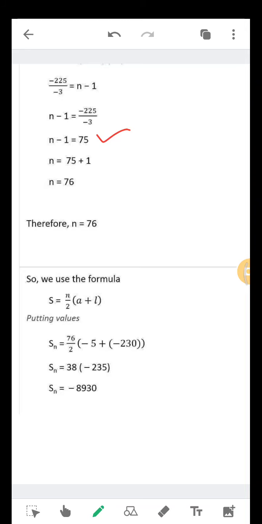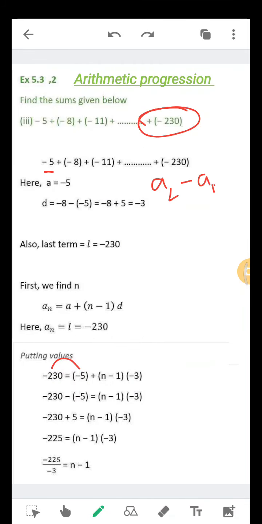So this minus 230 is the 76th term. Which term is this? The 76th term of this series. So how many terms do we have in this? Yes, we have 76 terms in this series up to minus 230.